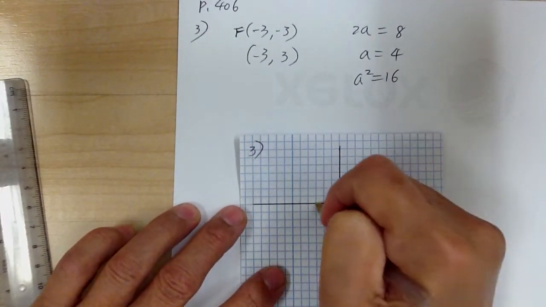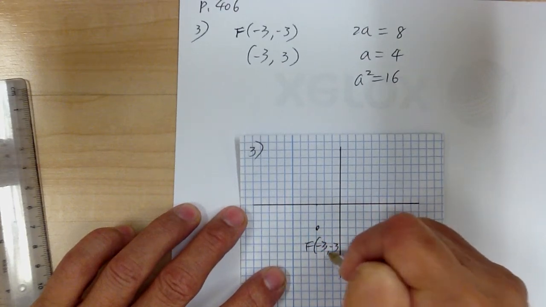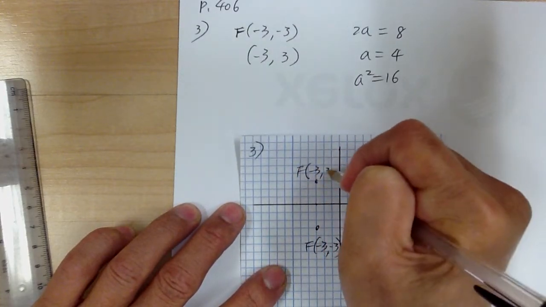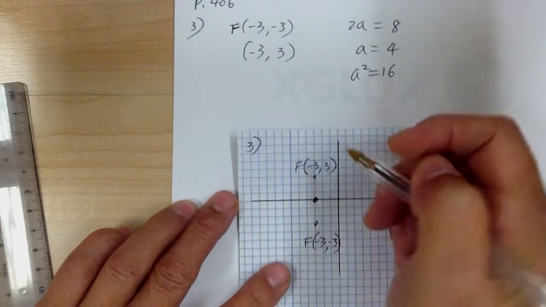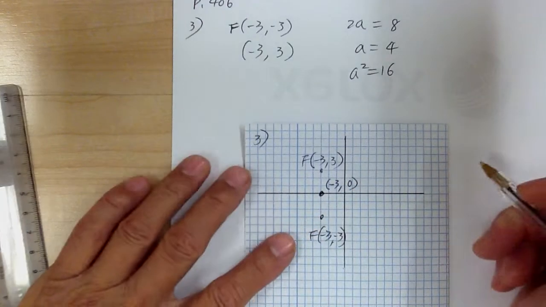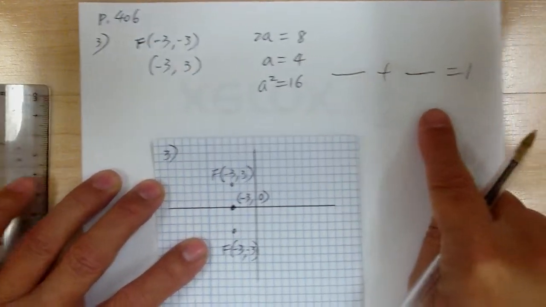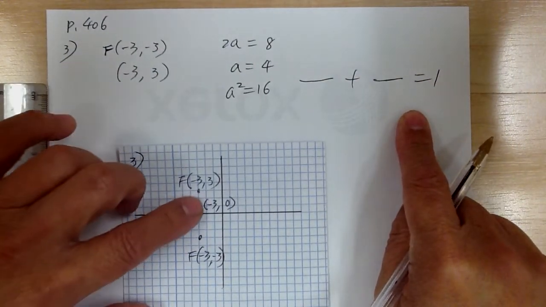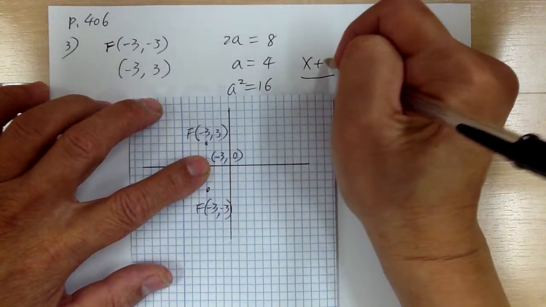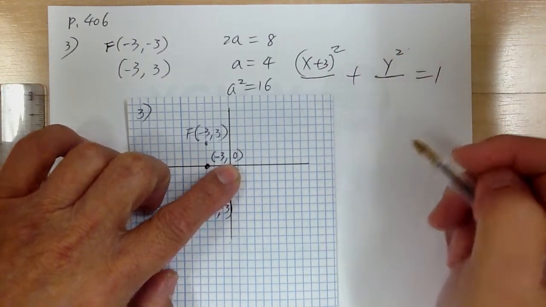Okay, so you got -3, -3. And you got -3, +3. So right away, the center is going to be right over here. You can label all your points. So this is going to be at -3, comma 0. So from your center, right away, you're going to get your template. So it's going to be x minus -3, so it's going to be x plus 3 squared. This one is going to be y minus 0, so it'll be just y squared, right?